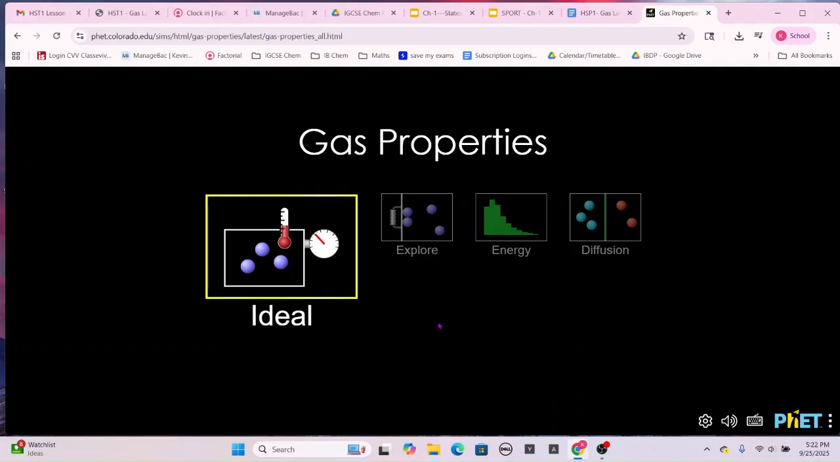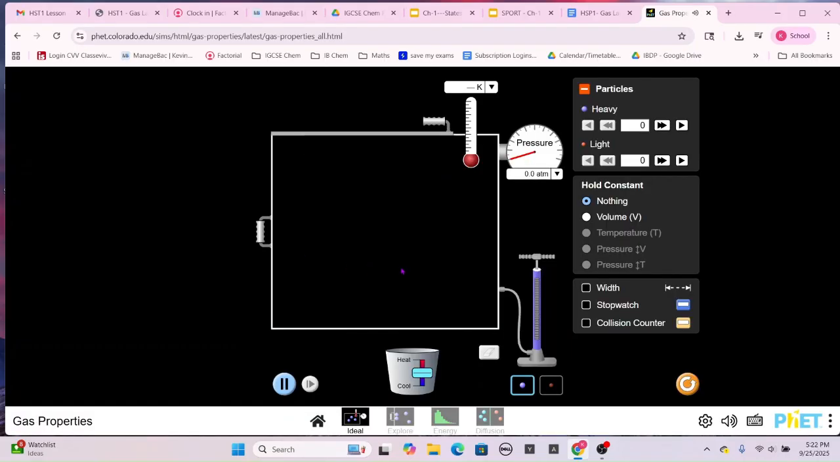Okay, so when you get into the simulation, you'll start it and then you'll click on Ideal, right? You can see we have a container here. We have lots of different things to look at, right? We have this thermometer here to measure the temperature. Right now it's currently in Kelvin. You can also put it in degrees Celsius. We have a pressure meter. Right now it's reading 0 pressure, right? This is atmospheric pressure.